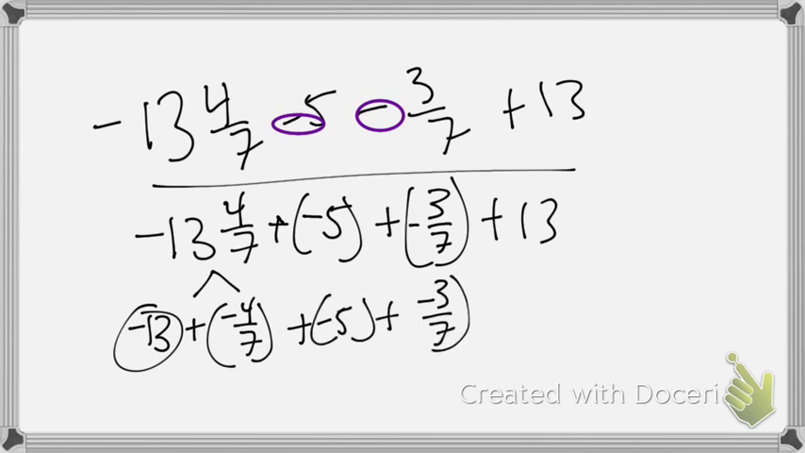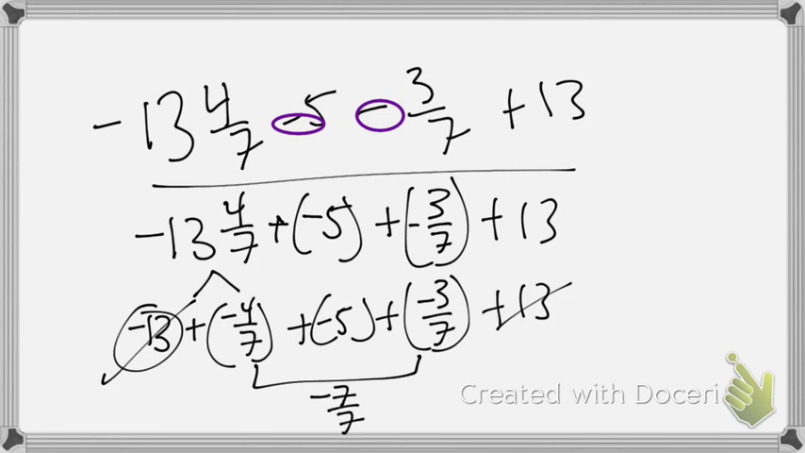From there, do a couple things. You can just add the negative 13 and the positive 13. I'll just cross those out. Negative 4 sevenths and negative 3 sevenths makes negative 7 sevenths, which is just negative 1. So I'm just going to go ahead and write negative 1 for that. And then I'll bring down that negative 5. That makes negative 6.